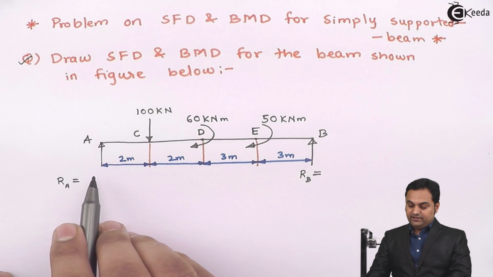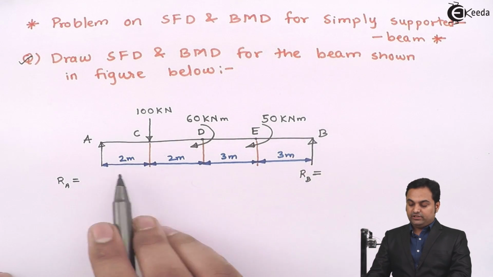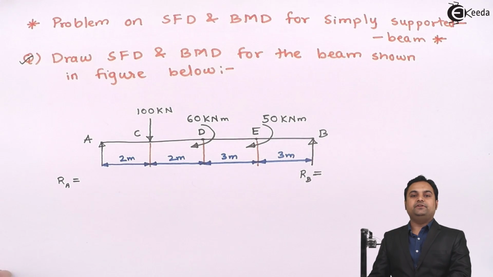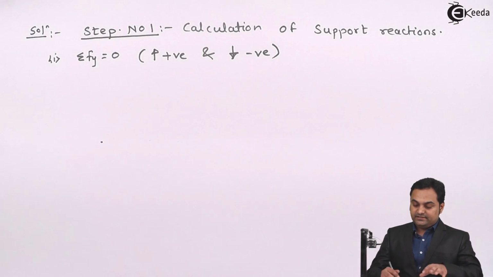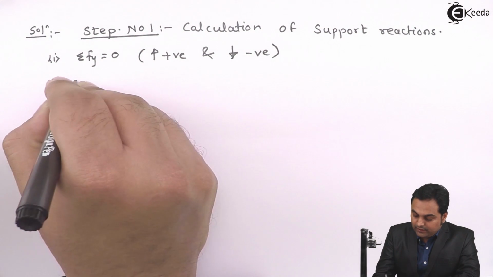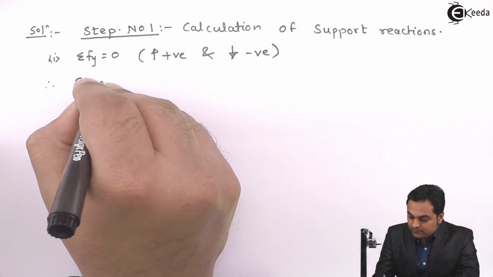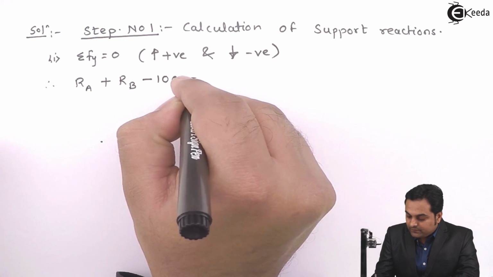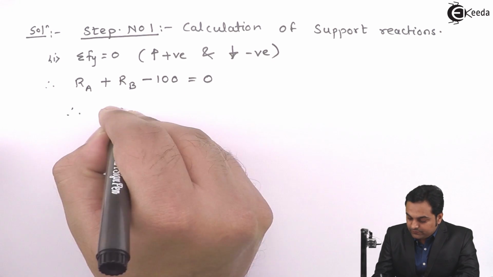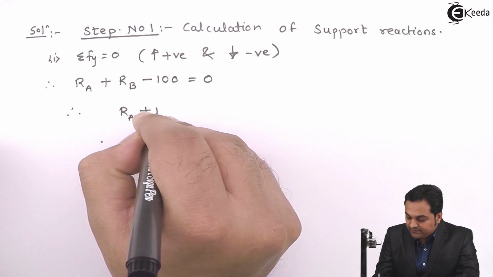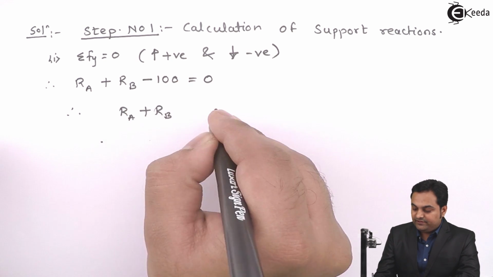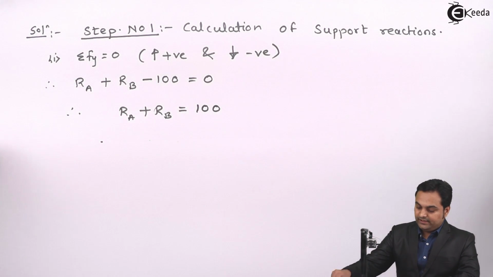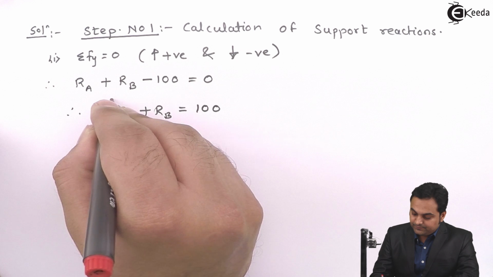Now here if we see, RA and RB both are acting upward, so they would be positive. 100 which is acting downward will be treated negative. So I can write this as, therefore RA plus RB minus 100 is equal to 0. So therefore RA plus RB minus 100, when it goes on to the other side it becomes plus 100. So here I will keep this as equation number 1.